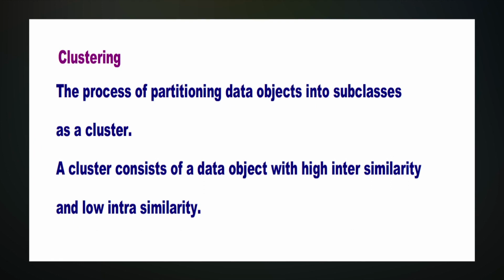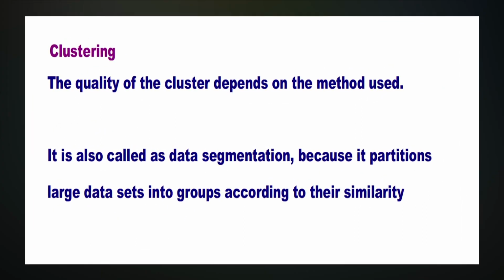A cluster consists of a data object with high intersimilarity and low intrasimilarity, and the quality of the cluster depends on the method used for clustering. It is also called data segmentation because it partitions large data sets into groups according to their similarity.